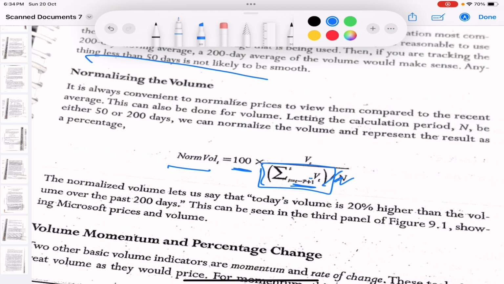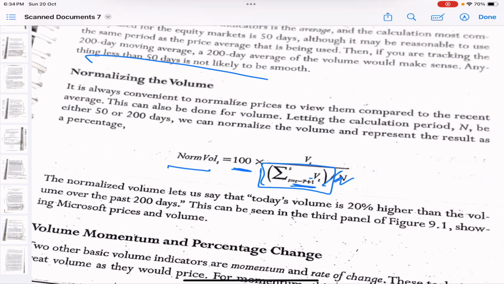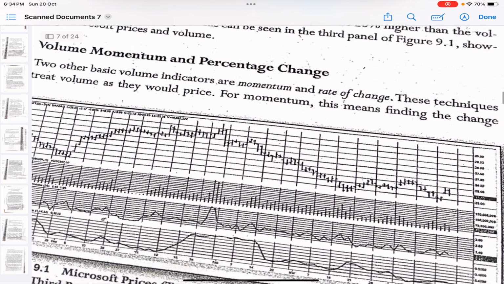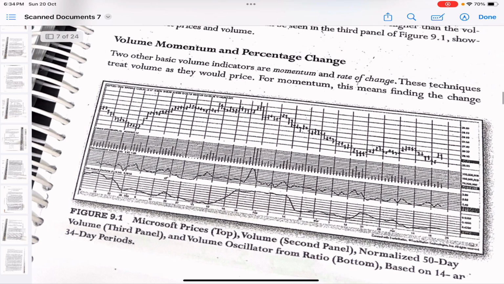What you're going to do is 100, because you need it in percentage, multiplied by the volume, divided by the summation of volume, divided by N. The normalized volume lets us say that today's volume is 20% higher than the average volume over the past 200 days. So that's the way you're going to depict it.